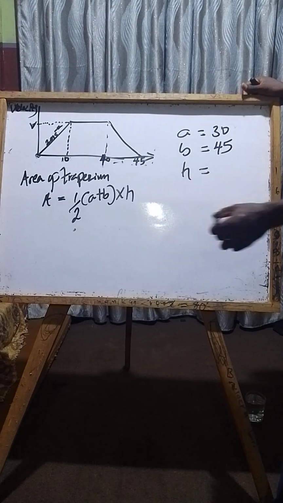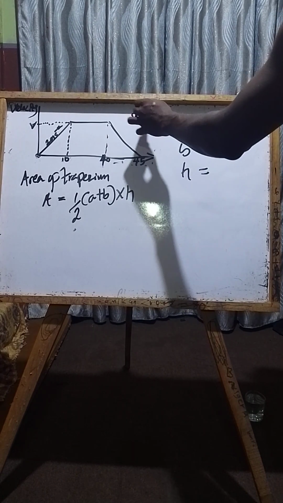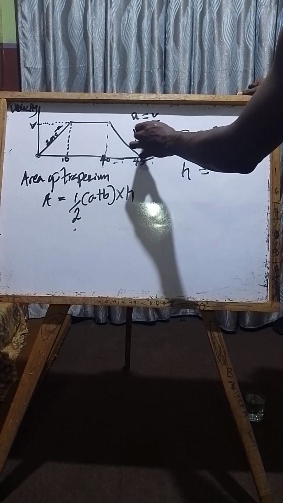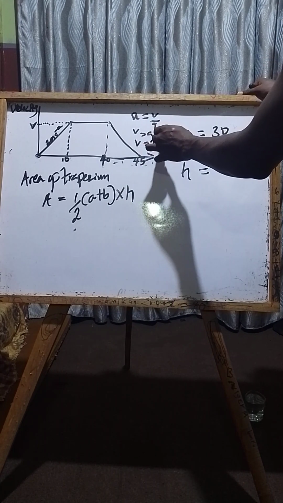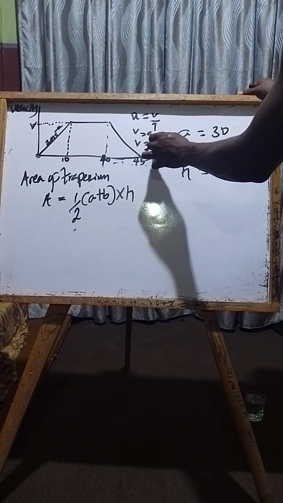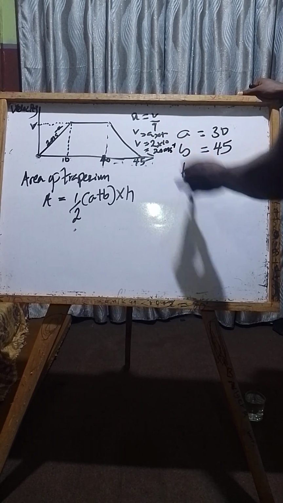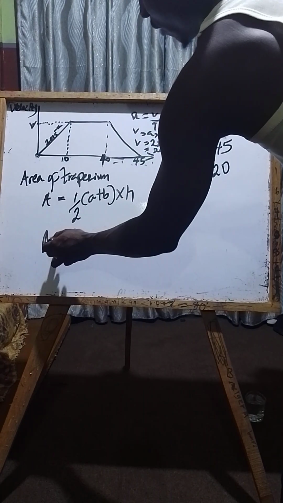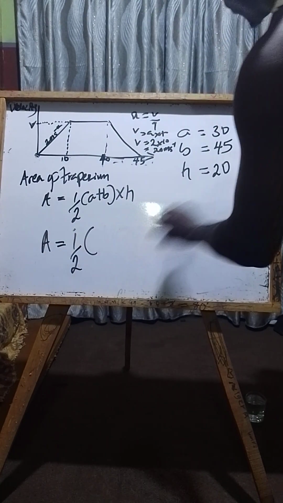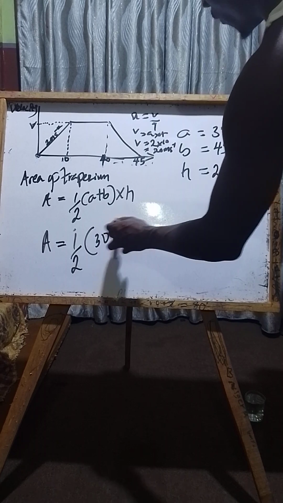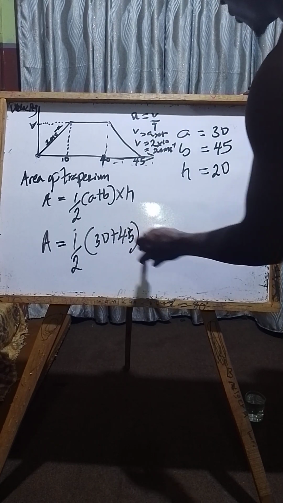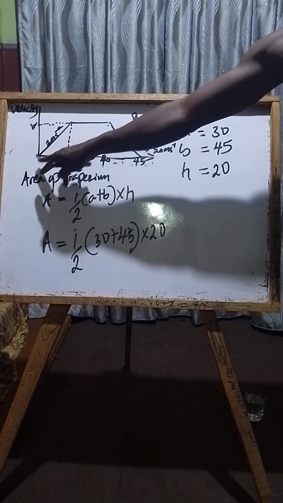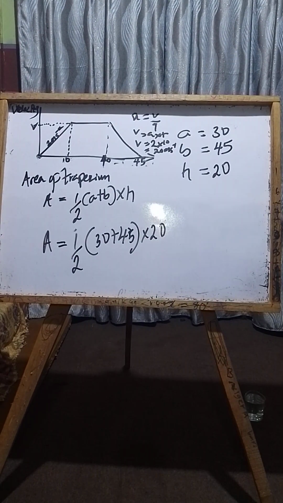For me to get the velocity, I have to know that acceleration is equal to velocity over time. So velocity is equal to acceleration times time. So velocity is equal to 2 times 10. So velocity is 20 meters per second. If you put that here, 20, solve your area of the graph, you get 1 over 2 open bracket 30 plus 45, close your bracket, times 20, which is your height.